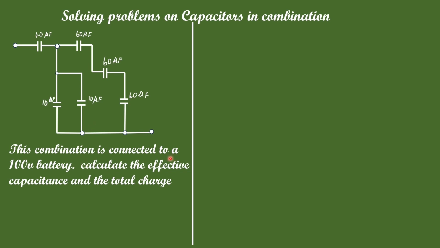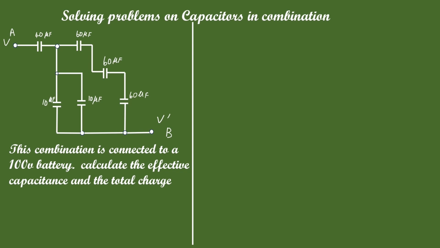The combination above is connected to a 100 volt battery. Calculate the effective capacitance and the total charge. That is the question. Let us mark point A and point B on the diagram. Let the potential at point A be V and that at B be V dash.